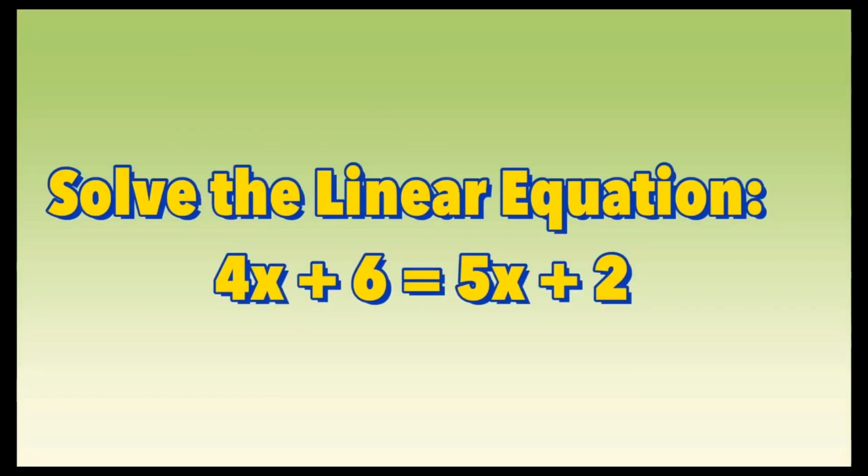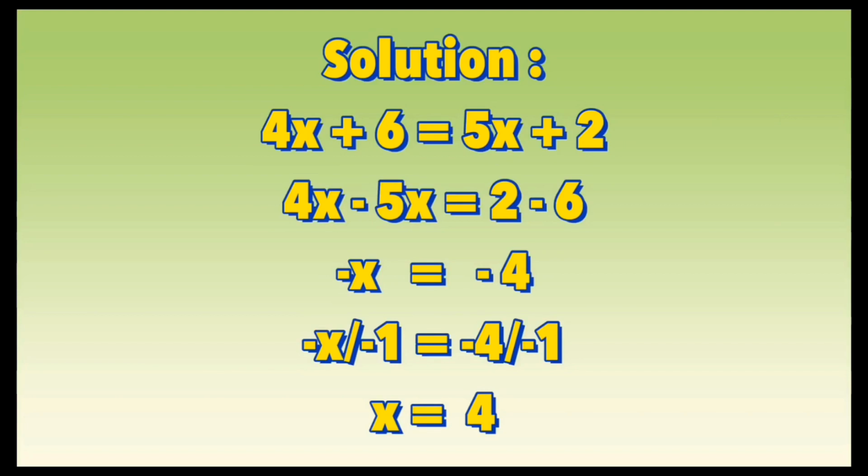Number 1, solve the linear equation 4x plus 6 equals 5x plus 2. Our solution: we're going to transpose all the terms with variables to the left side, and the constants, meaning those numbers without variables, we're going to place at the right side. When we transpose a term, we should change the sign of the term. If it is positive, it becomes negative.